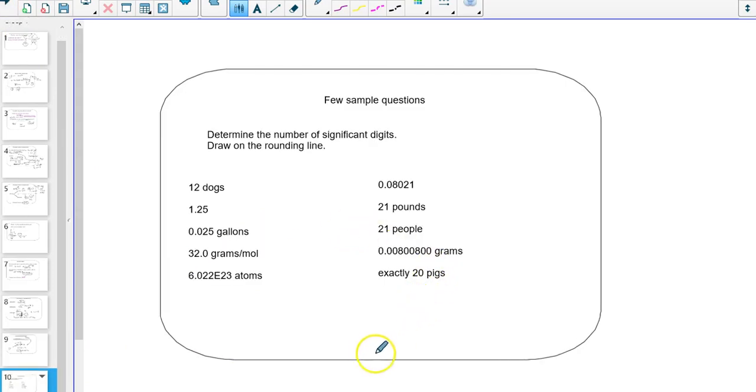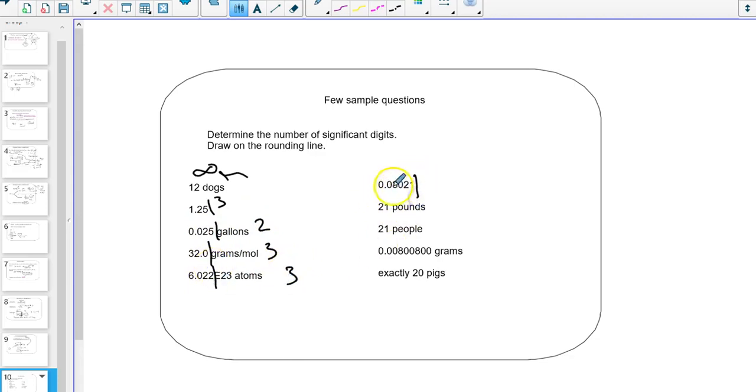A couple of practice questions. Pause this, try it out on your own, then rerun the video. Alright, 12 dogs. That's infinite. 1.25, that's 3 sig figs. My tool runs out here. There's no tool to run out here, so no line means it's infinite. If you can't put a line there, it's infinite. This runs out right here, I got 2 sig figs. This runs out right here, I got 3 sig figs. This runs out right here, I got 3 sig figs.